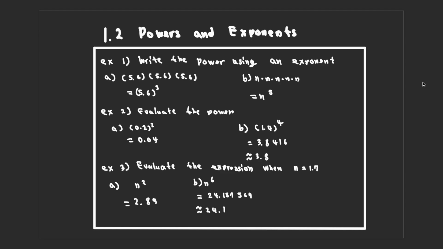The second question is n to the power of 6. When expanded, this is the same thing as n times n times n times n times n times n. Because the question tells us that n is 1.7, this is equal to 1.7 times 1.7 times 1.7 times 1.7 times 1.7 times 1.7, which is 24.137569, or 24.1 when rounded to the nearest 10th place.